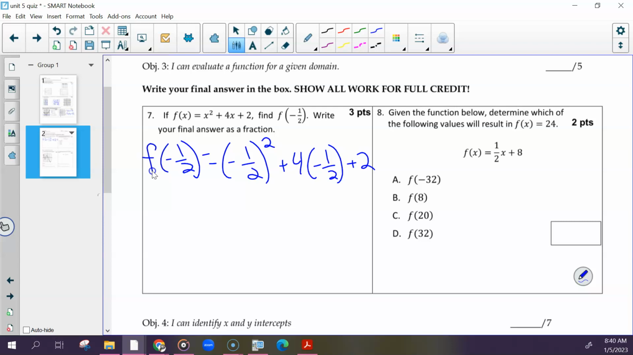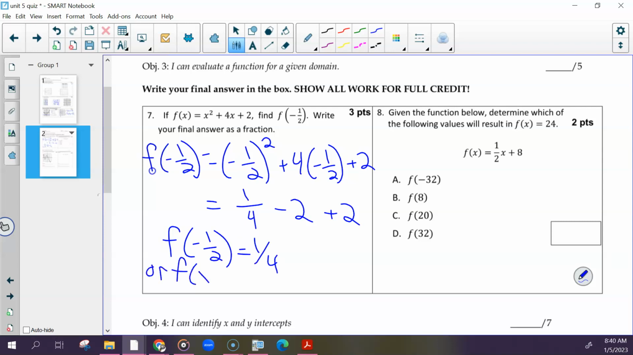Then start simplifying. So negative 1/2 squared should have been positive 1/4. This would have been negative 2 and then positive 2. And then if you combine those together, however you did that, these two should have canceled each other out. So f of negative 1/2 should have been 1/4. Or f of x equals 1/4. So your final answer needed to be a fraction.